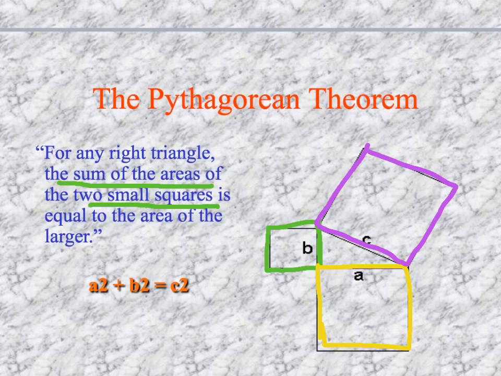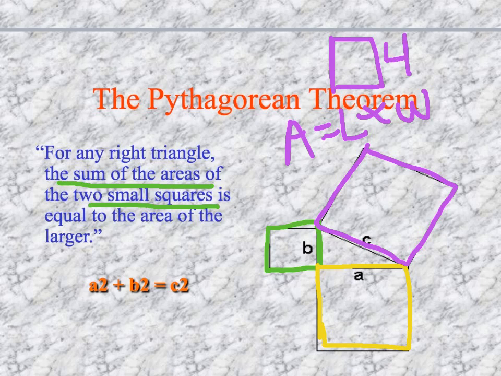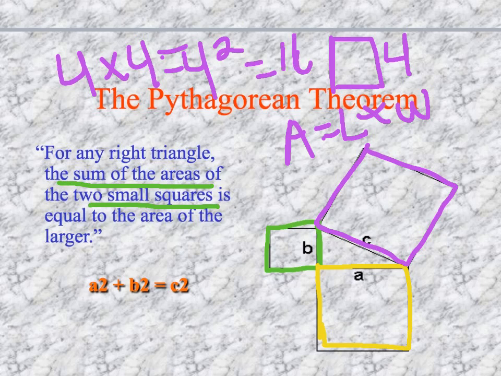Right, so we've got to remember how you find the area of a square. Area is always length times width. So if this square has a side length of 4, we know all the other side lengths are 4. So the area is 4 times 4, which is 4 squared. And we know 4 squared is 16.